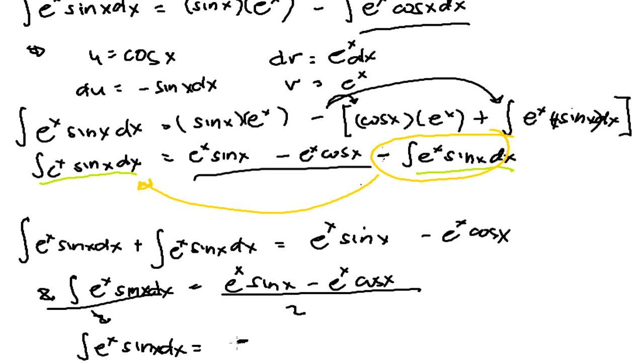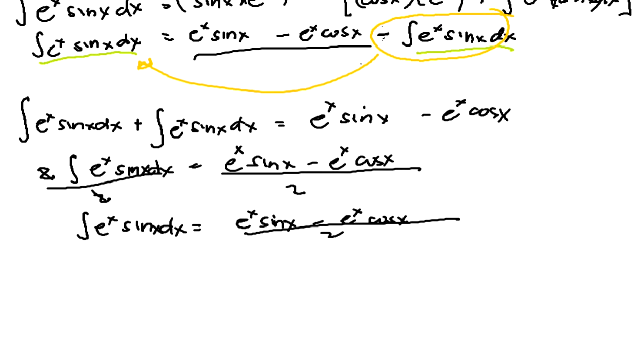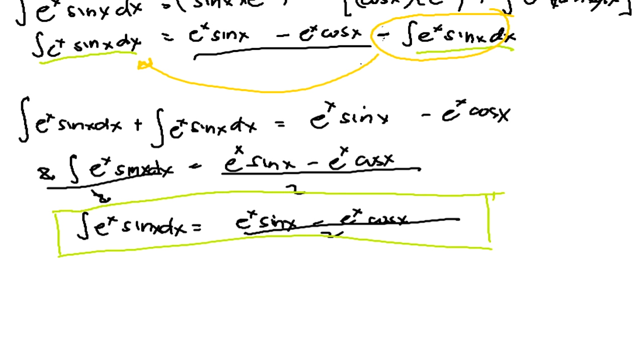So we have e to the x sine of x minus e to the x cosine x all over 2, and this is now our final answer. Okay.